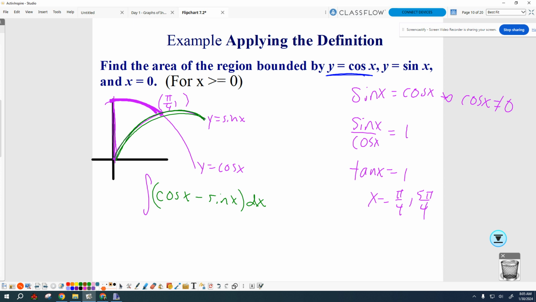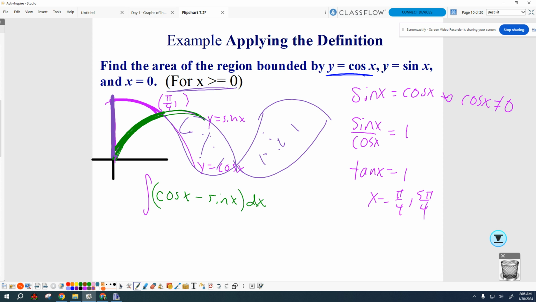So bounded by cosine x, sine x, and x equals 0. X equals 0 is right here. So the region that we're finding is touching all 3 of these things. As Nick is pointing out, there's this section, and then this, like, they cross an infinite number of times. I don't want to find all of these bubbles. And how did I restrict that? I said x had to equal 0.